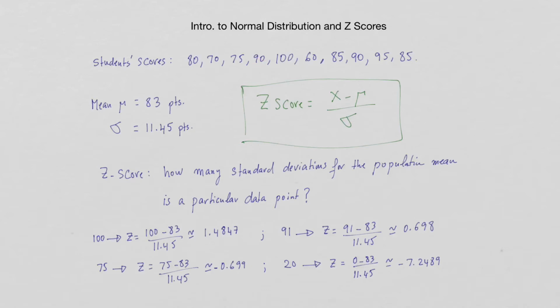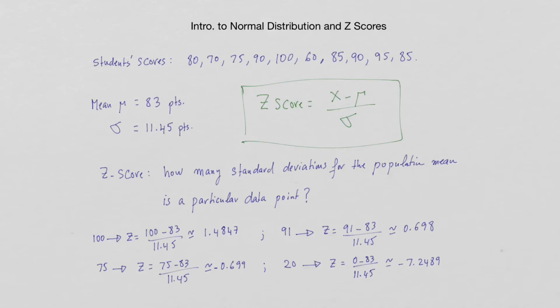Now, 20 is really a bad score. Not because 20 is so far away from 83. It is because 20 is so far away from 83, even when you consider a high standard deviation. In fact, the z-score is so low. It's -7, more than 7 standard deviations away from 83. That is definitely a bad score. But 91, it's a fine score, but it's not outstanding because the z-score is not very high.